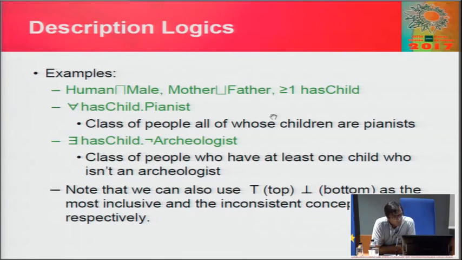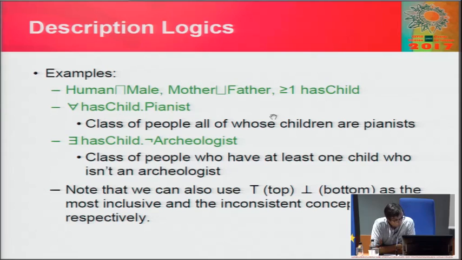We can also, for example, create a class which refers to people who have more than one child by using the quantifiers mentioned on the last slide. So in this case, this complex concept is made up of the quantifier greater than or equal to 1 and the property has child, and the meaning of it is the class of all entities that have more than one child.